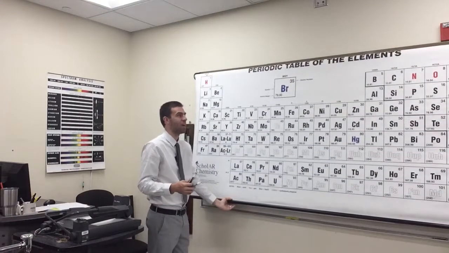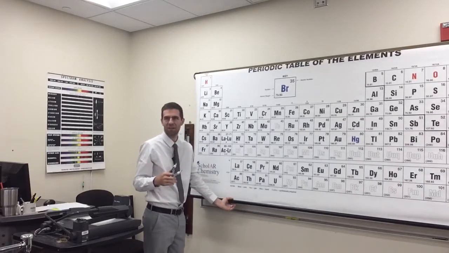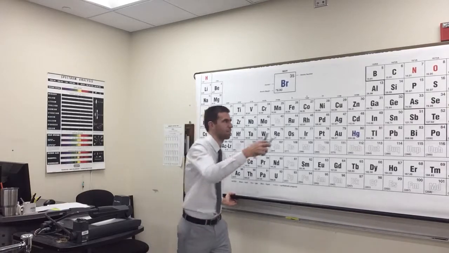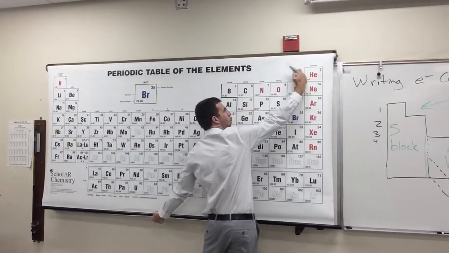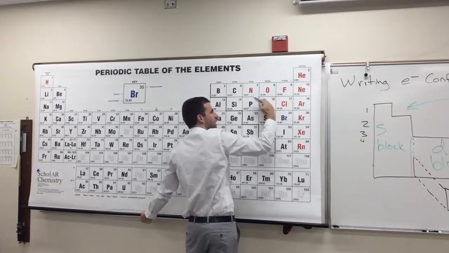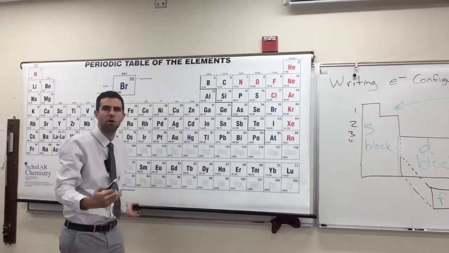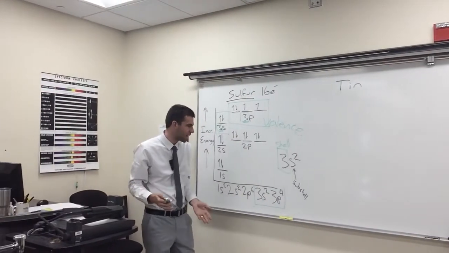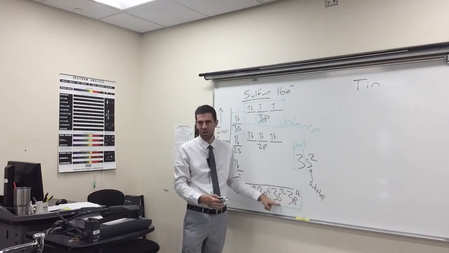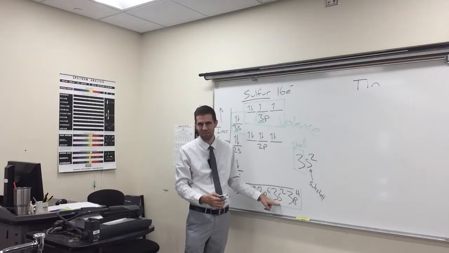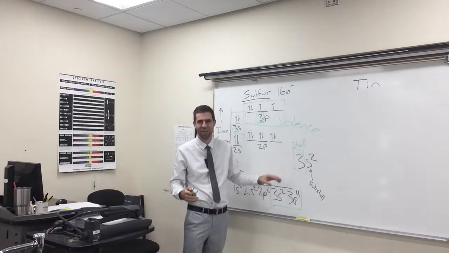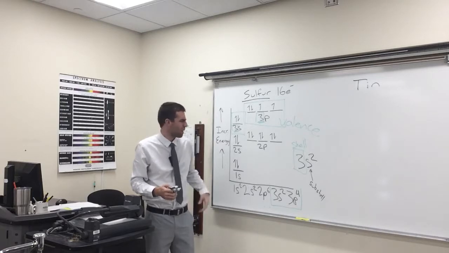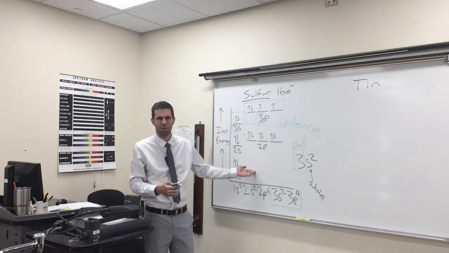Because, by the way, how do you know that? If you want a quick trick, what row is sulfur in? The third row, right? You see that? 1, 2, 3. Sulfur's in the third row, so you already know that its valence electrons are going to be the third shell. Got it? It's all connected to the periodic table, actually. So, and by the way, what would this look like?